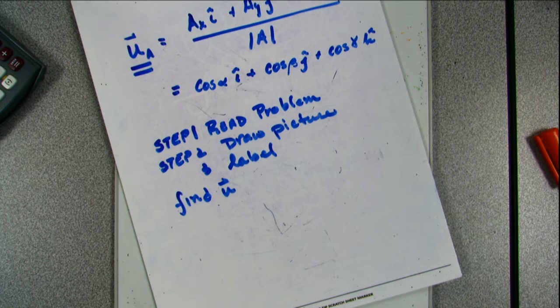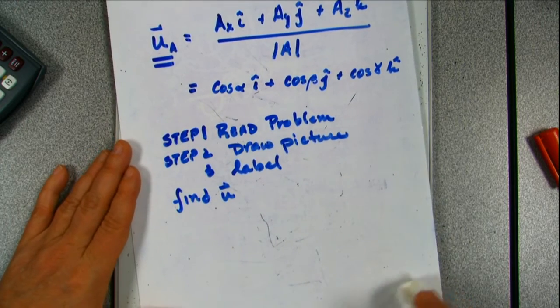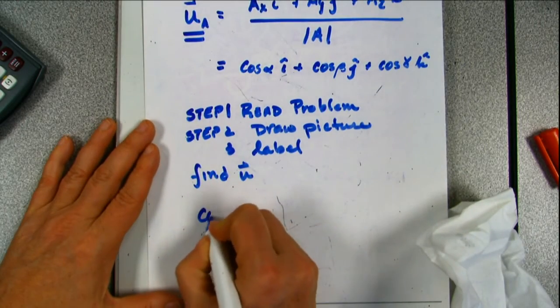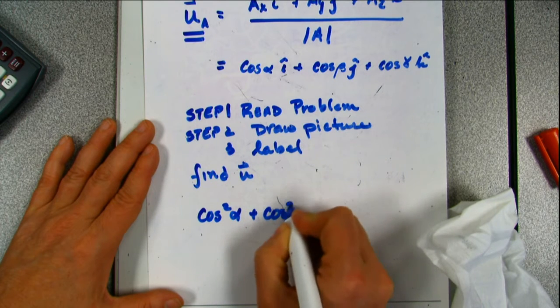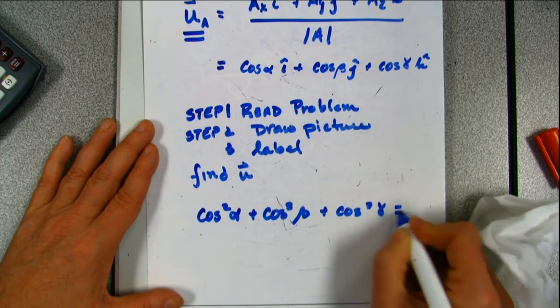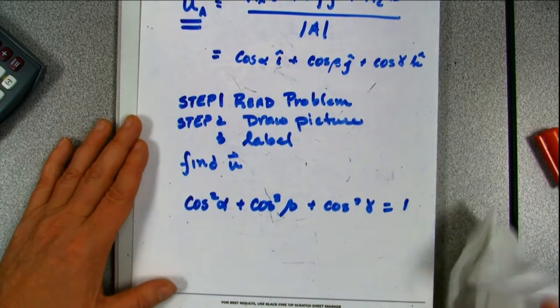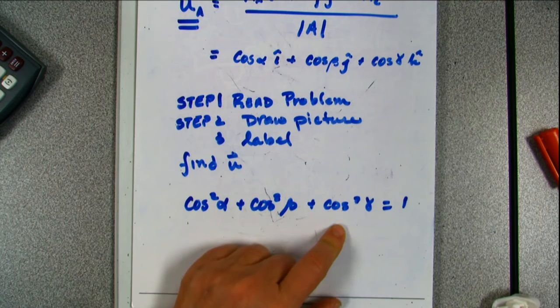So that gives us our lovely unit vector. And remember that cosine squared alpha plus cosine squared beta plus cosine squared gamma all equals 1. That's what I was thinking. Yeah, that's a trig identity when we get to the third dimension.